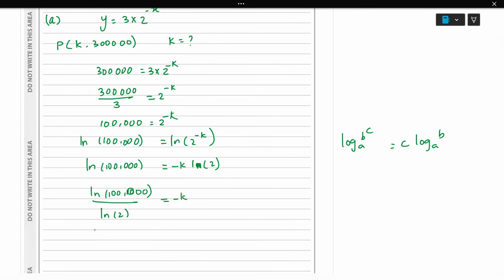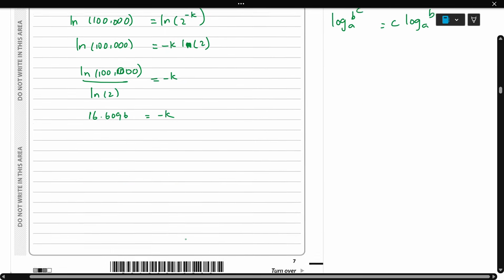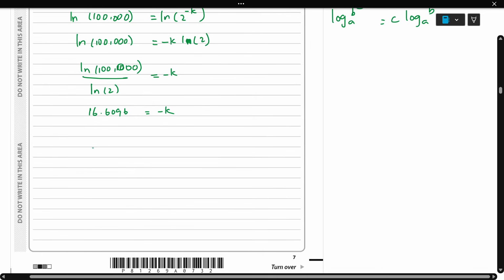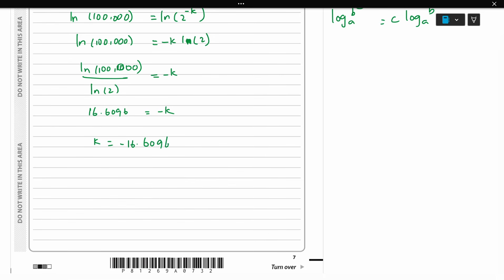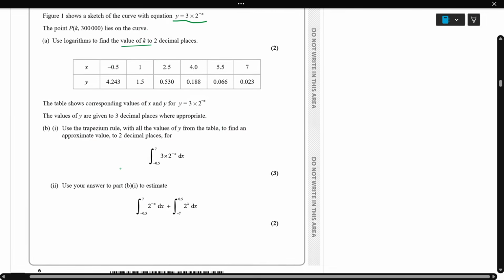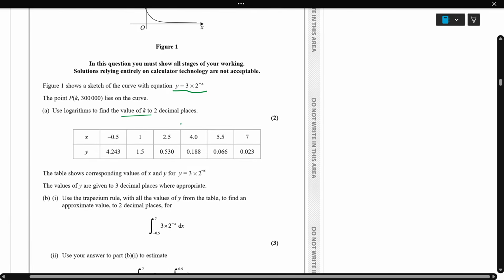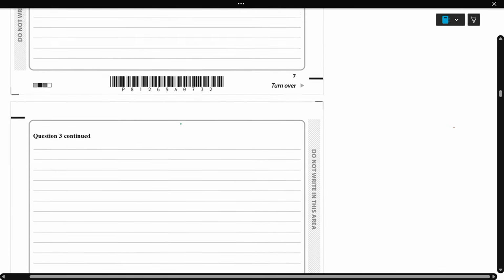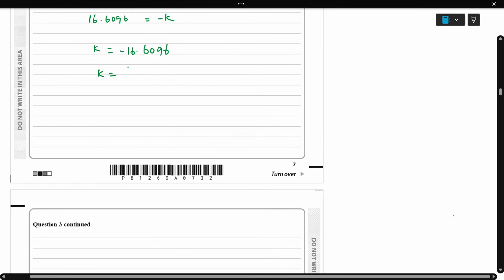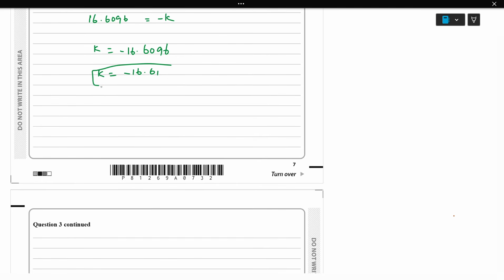So this answer is 16.6096 equal to negative k. So k equal to minus 16.6096. The question says around 2 decimal places, which is minus 16.61. That is the first answer.